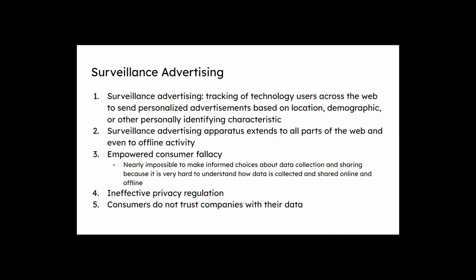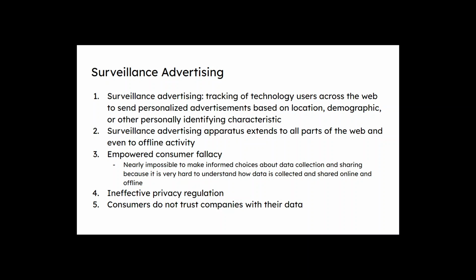And of course, as it says in the second point, they track you pretty much everywhere on the web and also some of your offline activity. The issue really comes from the lack of knowledge about how you're being tracked. If people really knew how they were being tracked, they probably would not agree to that. And that goes to the third point, the empowered consumer fallacy.